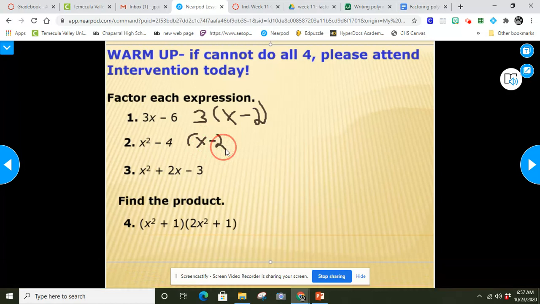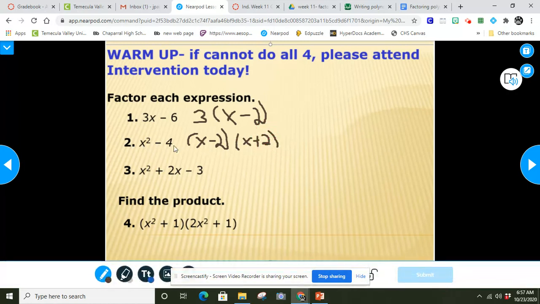So x minus 2, x plus 2. Again, I could put a plus 2 first. It doesn't matter. This is a difference of two squares. And we could even have the difference of two squares if this was x to the 4th. X to the 4th is a perfect square, so I could have x squared and x squared there.